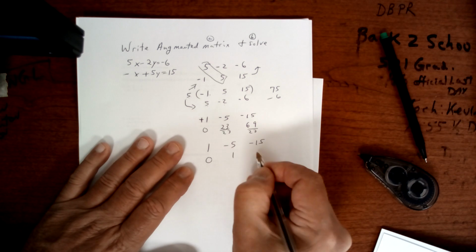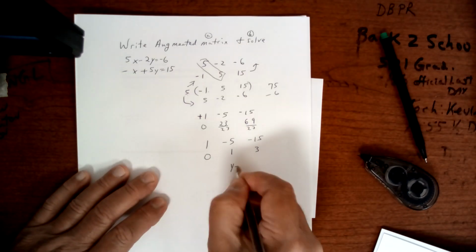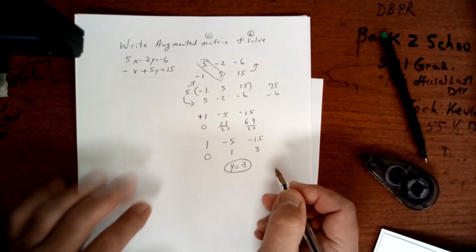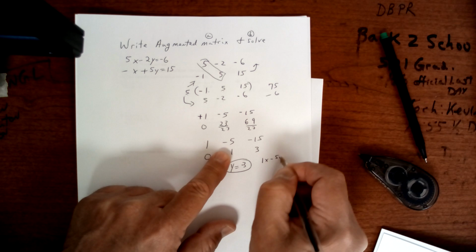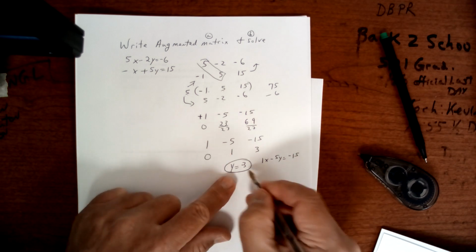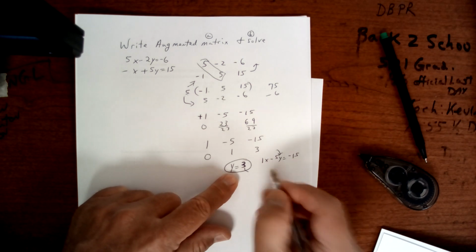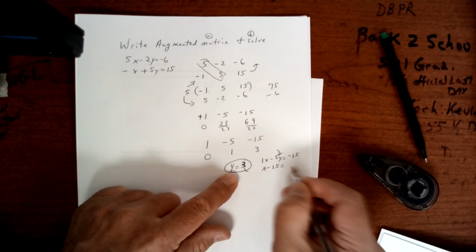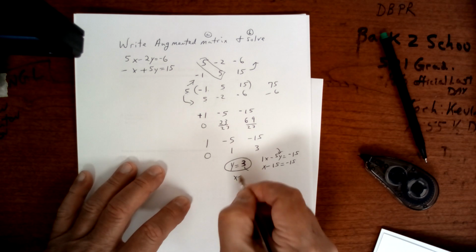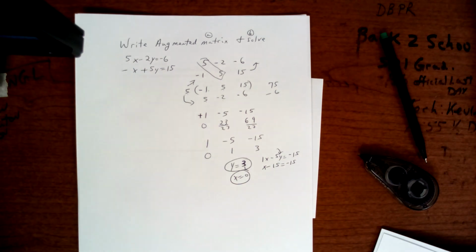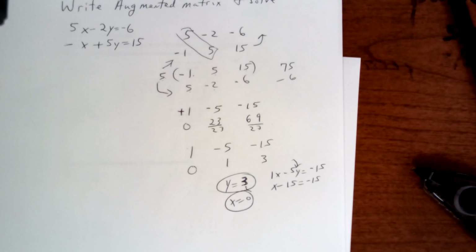And there it is. So to solve this one, you have x and y. So y is equal to 3. Now to find this one, you're going to say 1x minus 5y is equal to negative 15. You're going to plug in 3 right here. So you're going to get x minus 15 is equal to a negative 15. You're going to add 15 and get 0, I believe. So x is going to be 0. And that's how you do it. And that's how you write an augmented matrix. And that's how you solve it. Okay? I've used row echelon form on that.